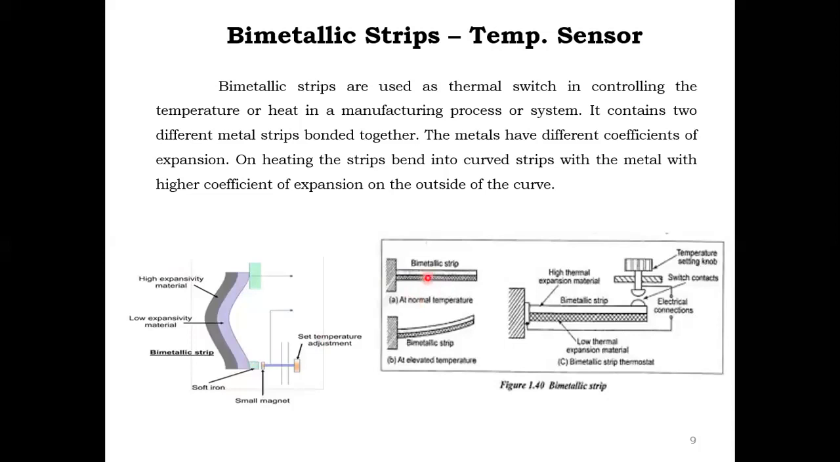This is the normal temperature, and the bimetal strip will be like this. At elevated temperature, the bimetallic strip will be inclined like this. This is the bimetallic strip thermostat. That means if this bimetallic strip is heated, it will connect with the electrical connections, so the switch will be on or off, like that we can program. That is the bimetallic strip temperature sensor.